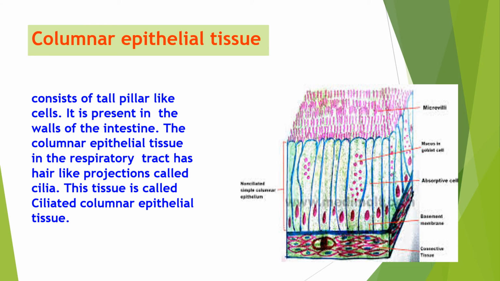With the name itself, it consists of tall pillar-like cells. It is present in the walls of the intestine. The columnar epithelial tissue in the respiratory tract has hair-like projections called cilia. This tissue is called a ciliated columnar epithelium.